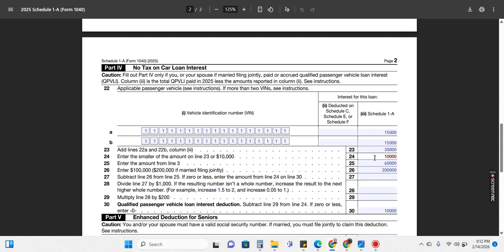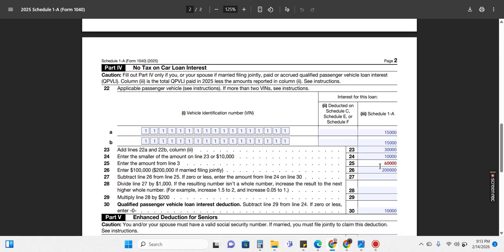Enter the smaller of the amount on line 23 or 10,000. So we take 10,000, which means we can take deductions up to 10,000. Whether it's 2 cars, 3 cars or 1 car doesn't matter. You can take up to 10,000, not more than that. So we have to take 10,000, because our total expense was 30,000 for the year, but we can take only 10,000. This is the threshold.